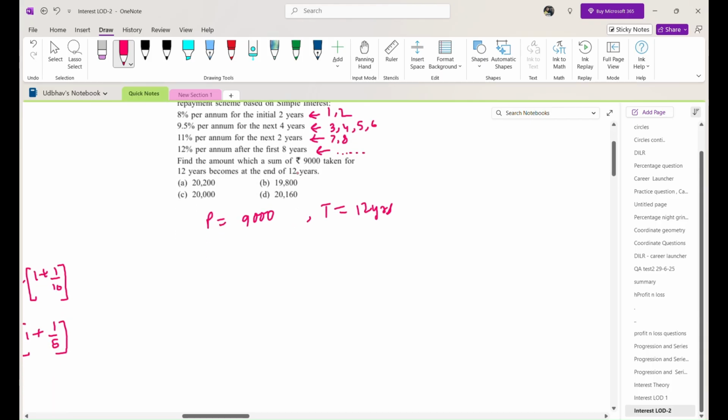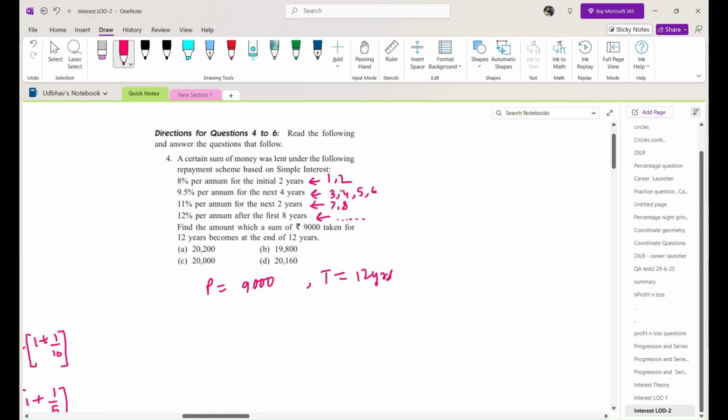So we have to find for 12 years. So for 2 years here, and then the next 4 years it will go there, then again 2 years here. So that will be 2 plus 4 plus 2, 8. And how many years are left? 4 years are left. So the leftover 4 years will go here.